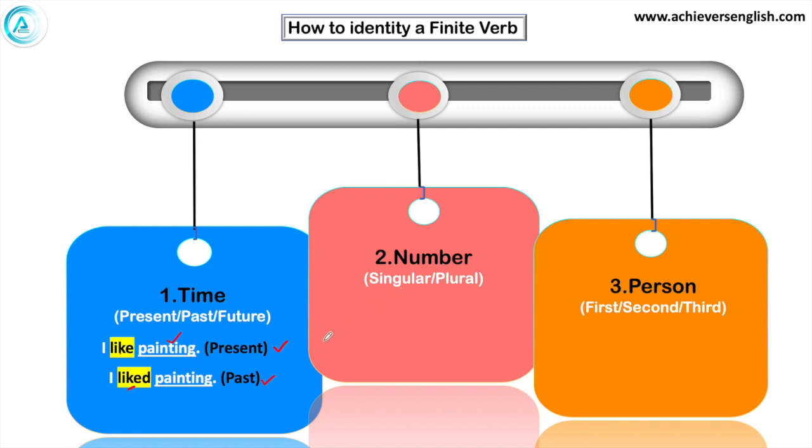Now let us see how it gets affected by number. Number means the number of people who are doing the action. Like he plays, they enjoy. Plays is a verb here. He is a subject which is singular and they is a subject which is plural. When we use the verb play, we have to add s because he is a third person singular subject.